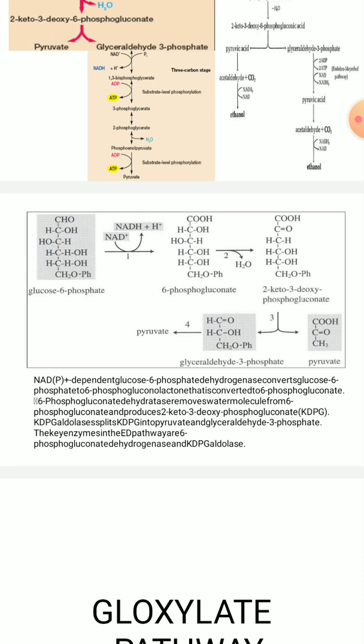A water molecule is removed and then it undergoes a cleavage reaction to form these products. The enzymes in the ED pathway are phosphogluconate dehydratase and KDPG aldolase, which are very important enzymes in this pathway. So this is all about the ED pathway, the Entner-Doudoroff pathway. Very simple and easy to remember. Very, very important. Please concentrate on this.